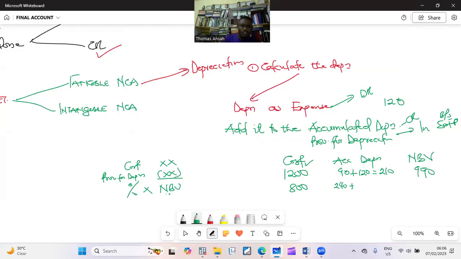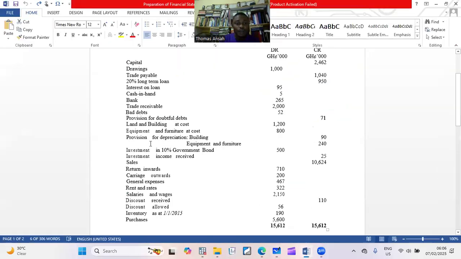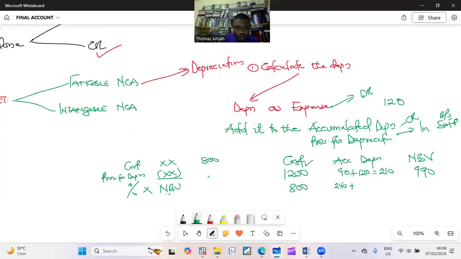But the one that I'm going to get is cost minus what? Accumulated depreciation or provision for depreciation. So you will see that the cost is 800. Then the provision for depreciation or the accumulated depreciation in the trial balance, you saw it. It is what? 240. Good. So you will use minus 240. Then you get your net book value. So we have 800 minus what? 240. That gives me 560.